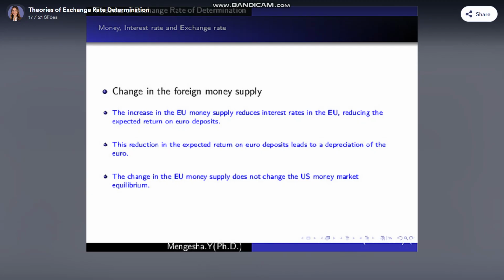This reduction in European interest rates lowers the expected return on euro deposits, causing the euro to depreciate. Importantly, this change doesn't alter the U.S. money market equilibrium, showing that foreign monetary policy can influence exchange rates without directly affecting domestic money markets. This distinction is crucial for understanding international monetary interactions.